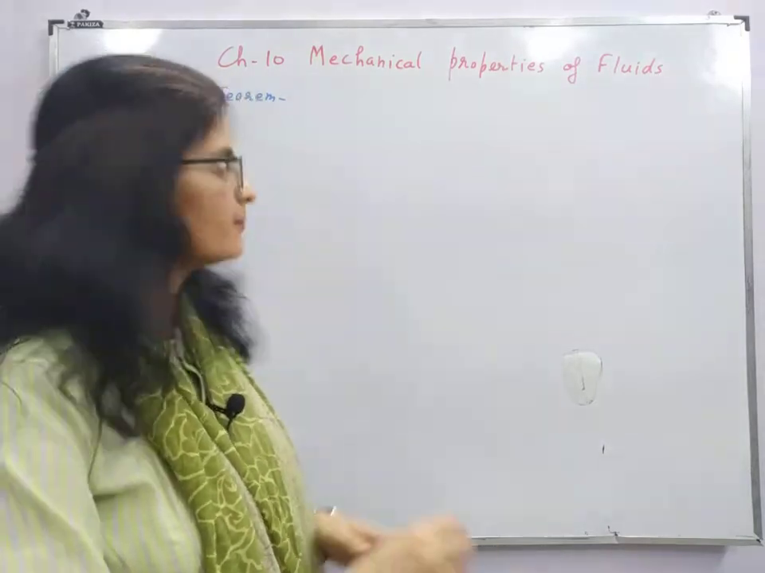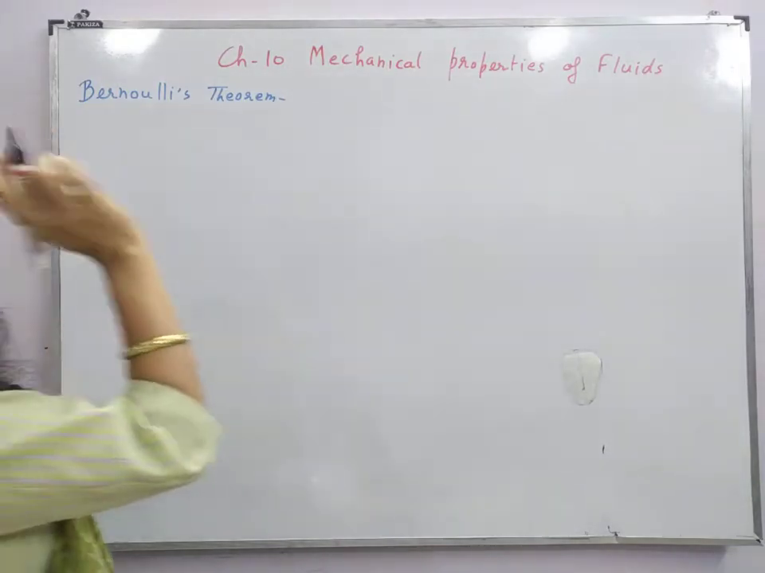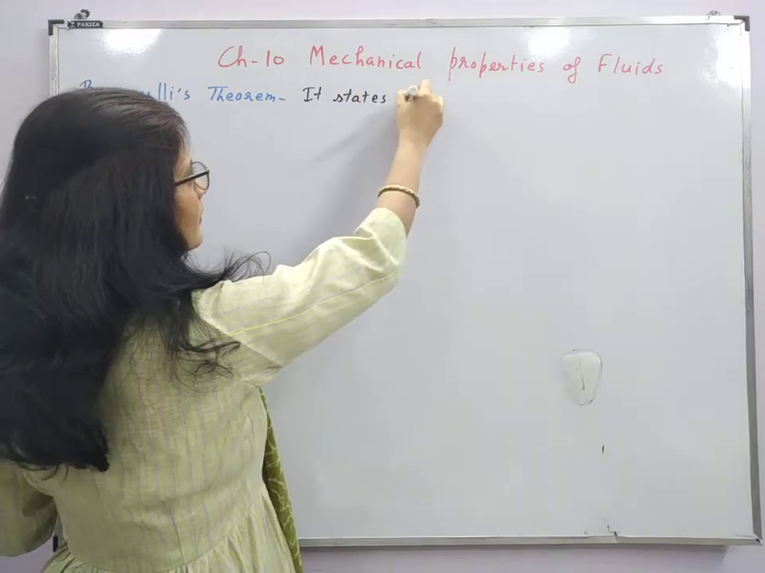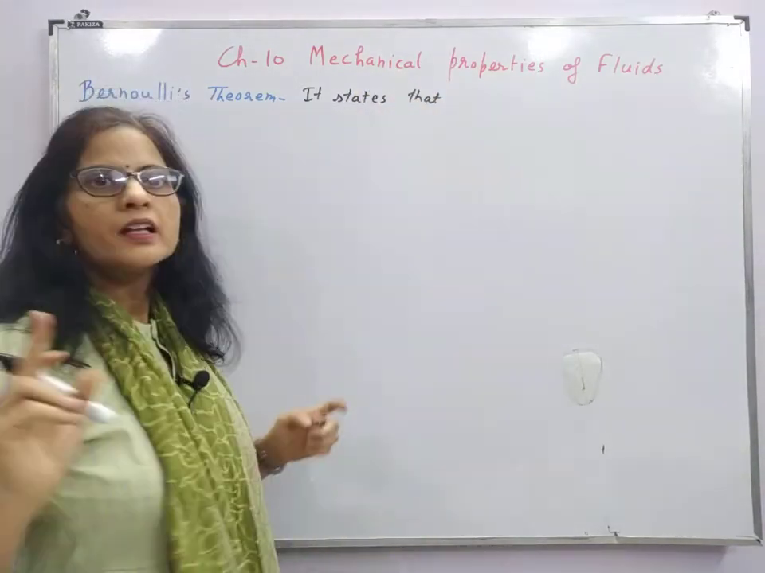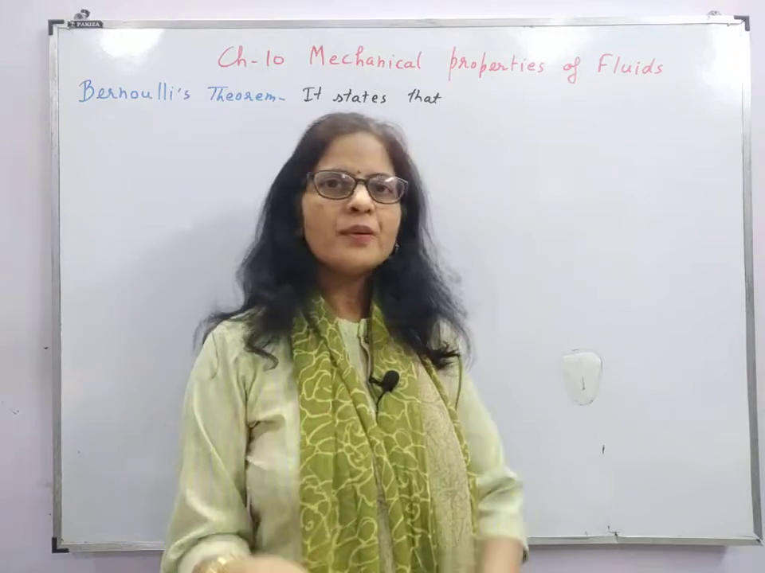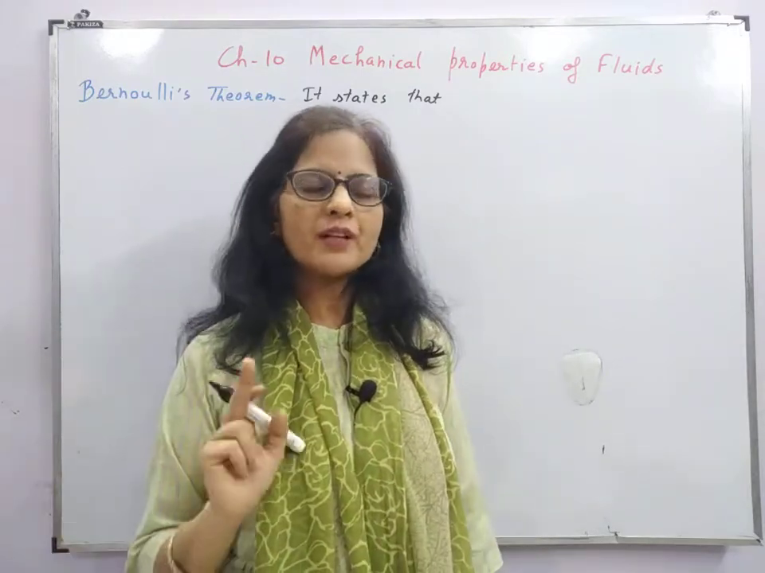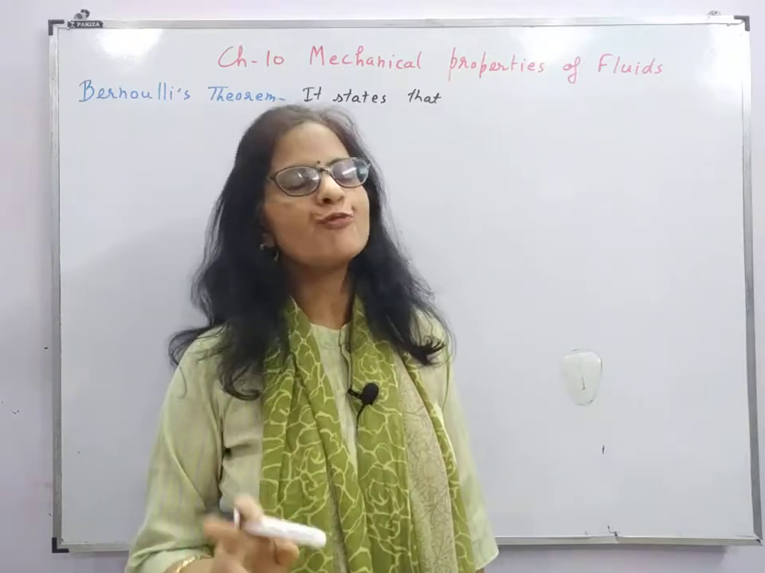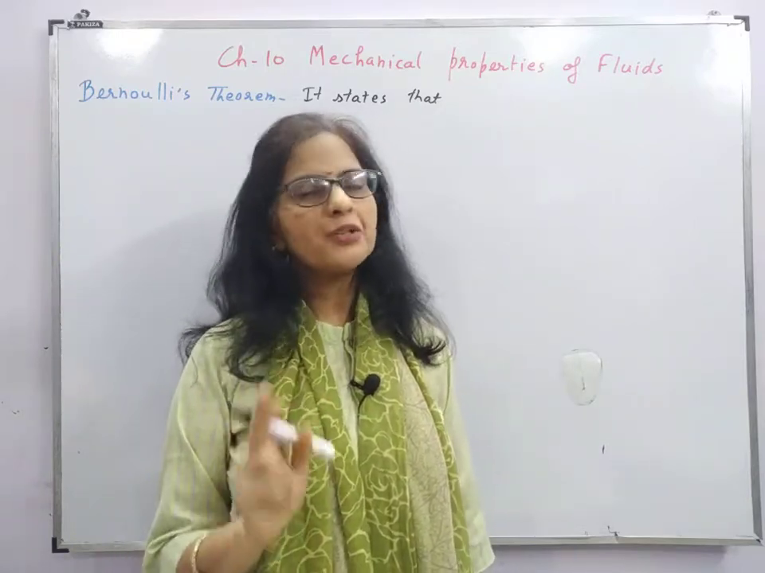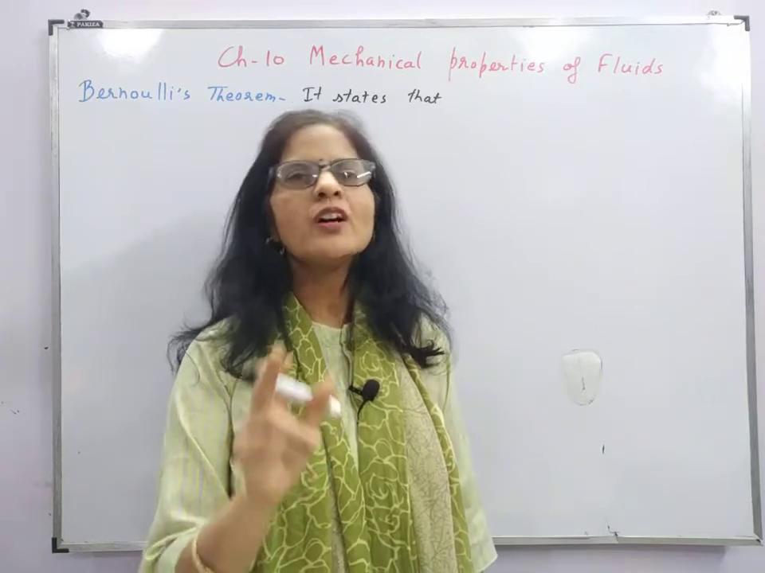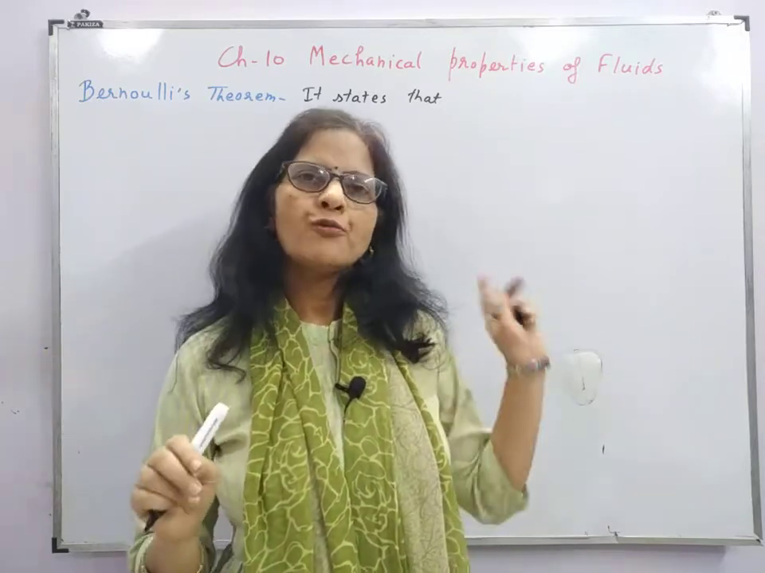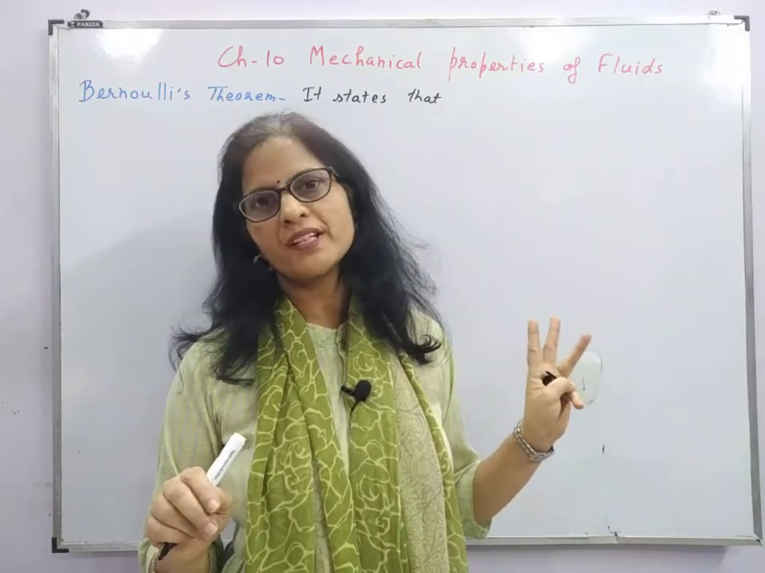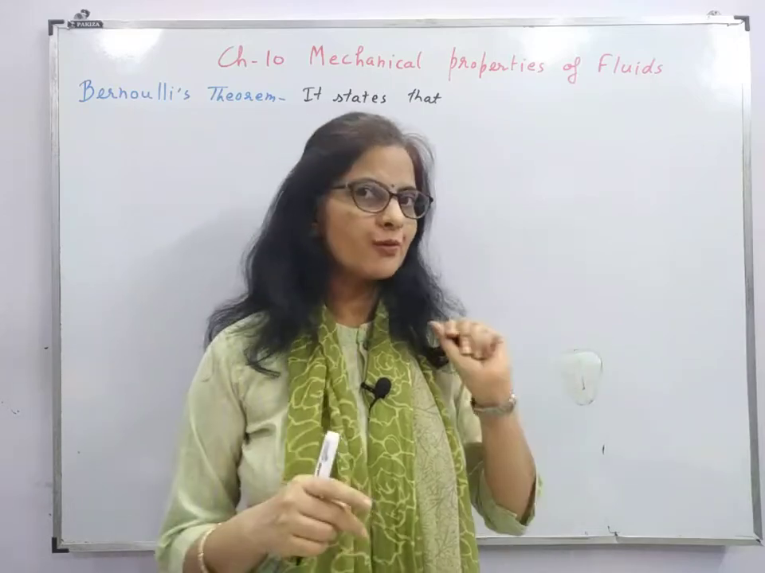Let's state that first. According to this theorem, it states that the sum of kinetic energy per unit volume, pressure energy per unit volume, and potential energy per unit volume is constant for an ideal fluid. And here you need to mention the properties of ideal fluid also. What are the properties? The four properties. First, it's non-viscous. Second, it is streamlined. Third, it is incompressible. And fourth, it is irrotational.